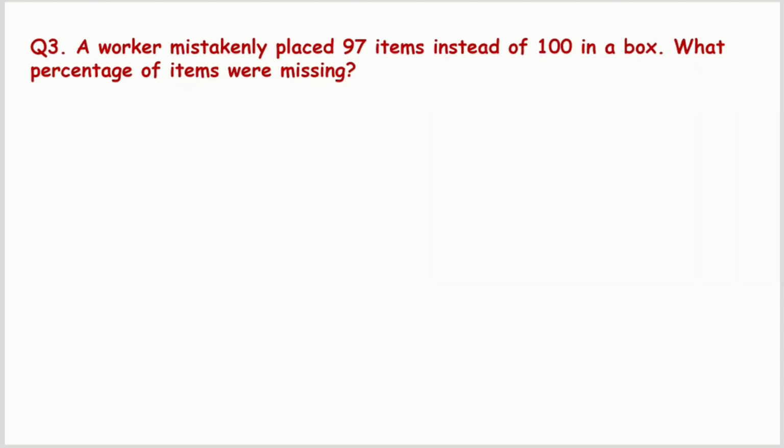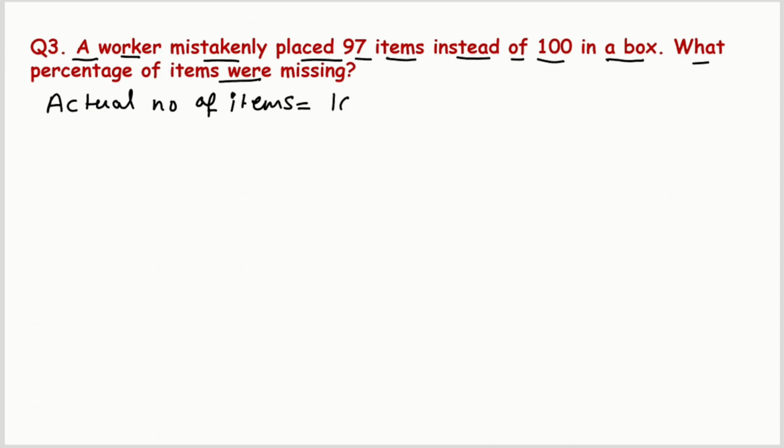Now we will see our third problem. A worker mistakenly placed 97 items instead of 100 in a box. What percent of items were missing? So what is the actual number of items which the worker should have placed in the box? It is 100. So the actual number of items is 100. The incorrect number of items is 97. He placed 97 while he should have placed 100.